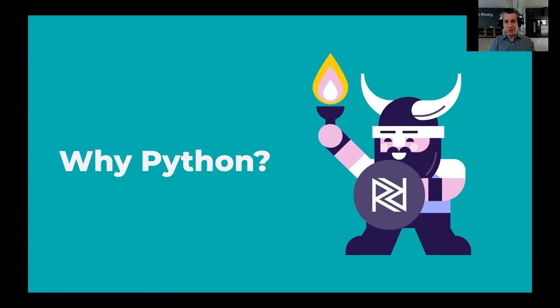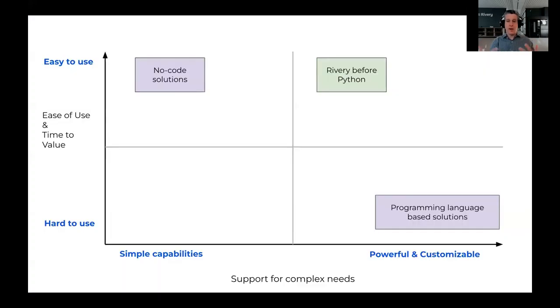Let's talk about Python while we're all here. Why was it so important to us to add Python to Rivery's capabilities? What we've seen is that within the realm of building pipelines and workflows, you have on one point the no code solutions, which are very easy to use, but the capabilities aren't quite as complex and powerful as the programming language based solutions. These are solutions which you need to be a software developer, you need to be a data engineer, very powerful and customizable, but they're very hard to use.